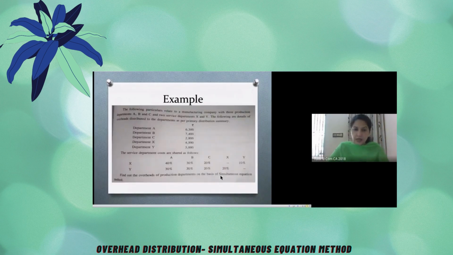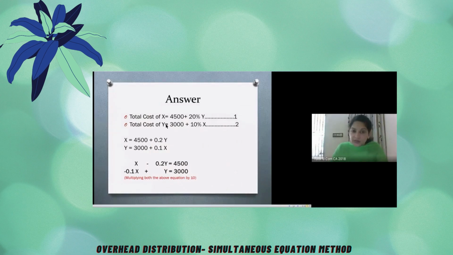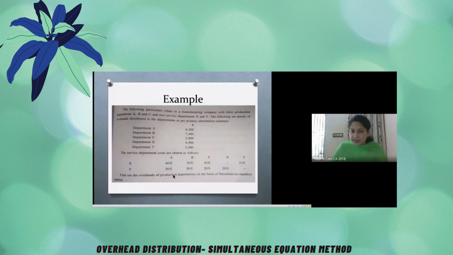See here. In this particular question, we did not have to go with the primary distribution because we are given the primary distribution summary. So we wanted to go with the secondary distribution, which is based on the simultaneous equation method. As per this method, as I said earlier, we are writing an algebraic equation to solve this. So our first algebraic equation is like this, that is total cost of X is equal to 4,500 plus 20% of Y. Here it is in the question.